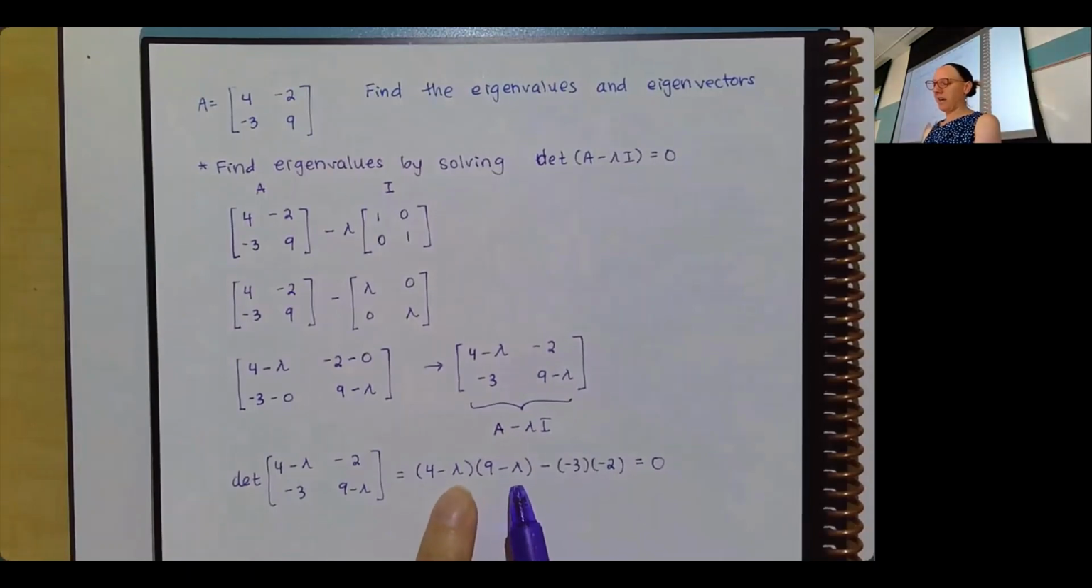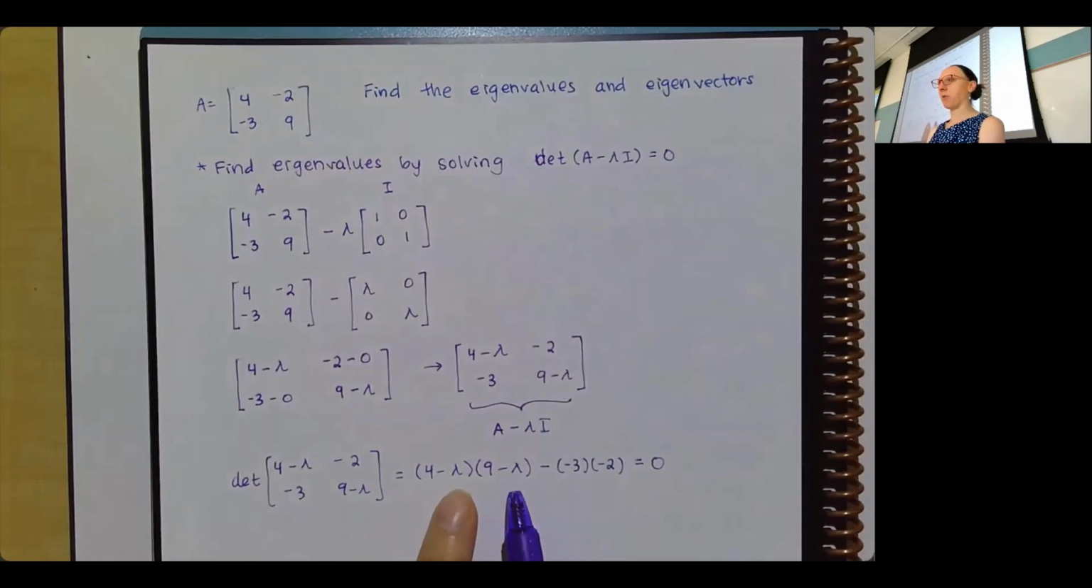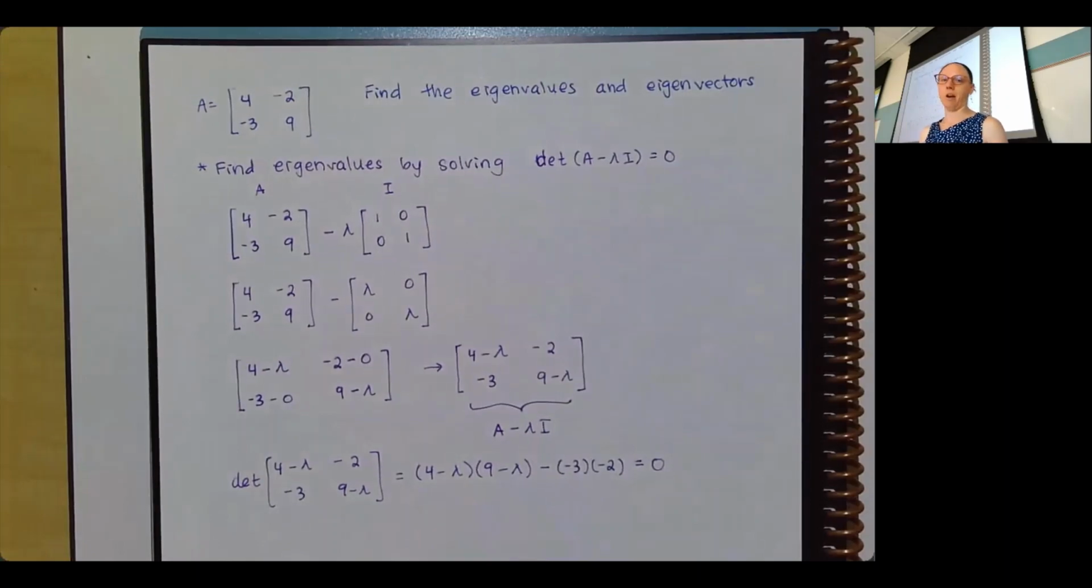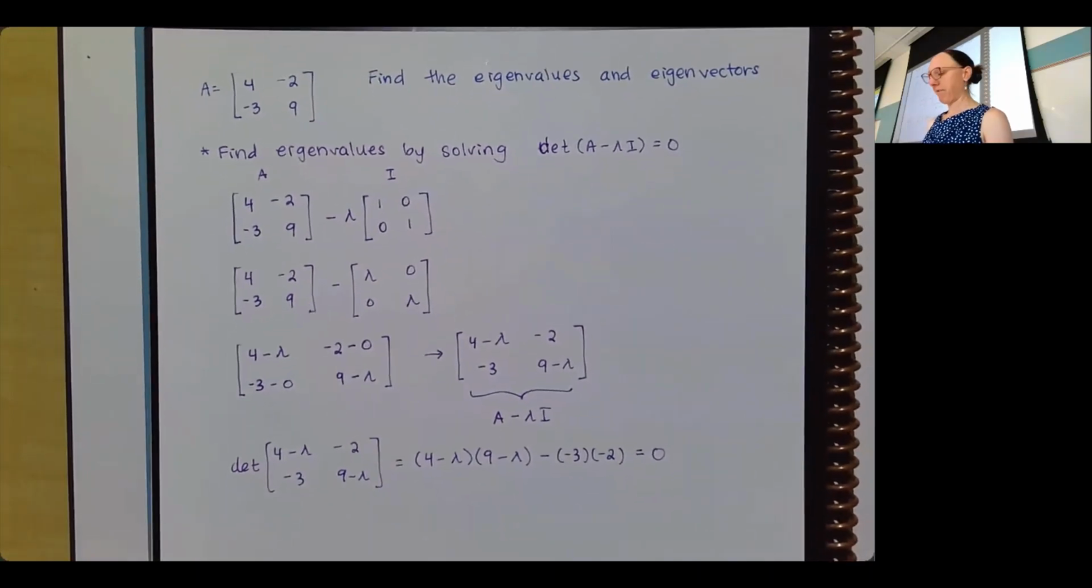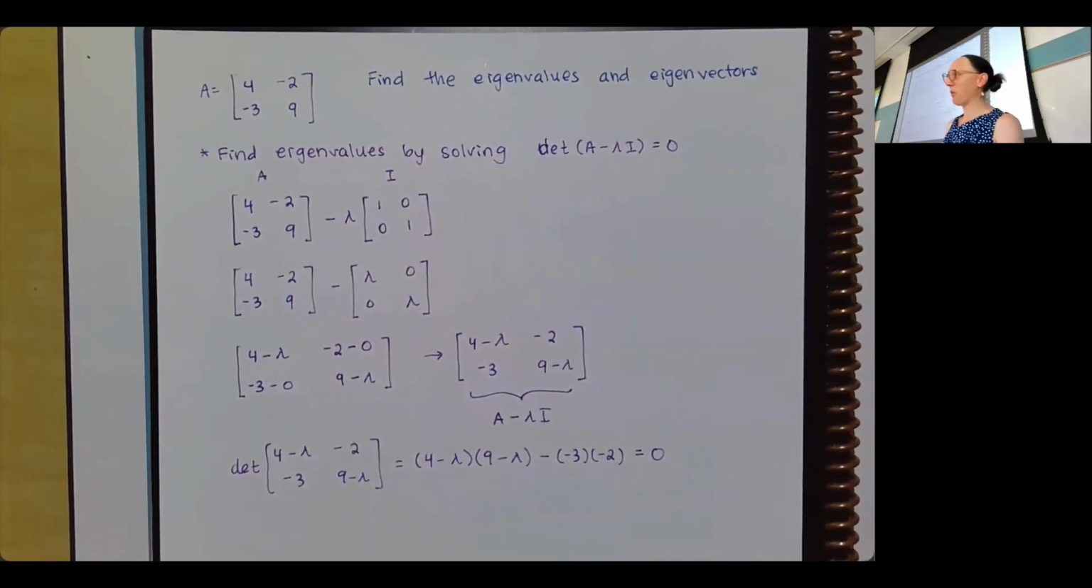I will say if your handwriting is such that lambda is not a letter that is distinguishable in your handwriting, just go ahead and put an X. Just do something that you're going to be able to read when you're writing it. I've been writing lambdas for a while, so I'm cool with lambda.